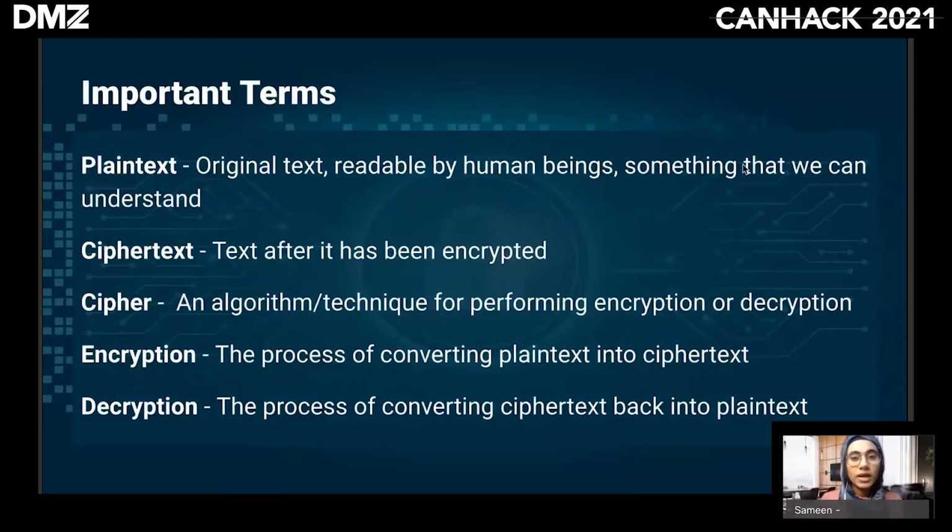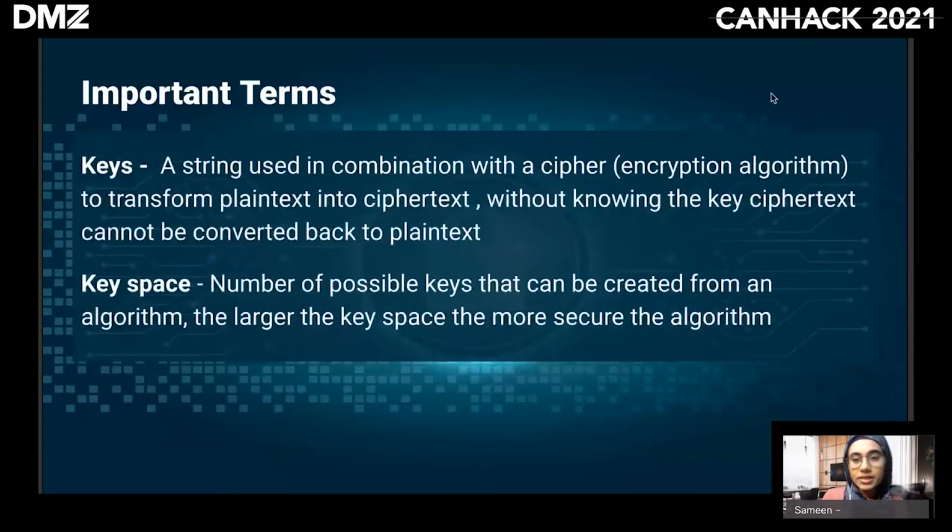And then when we want to uncover the meaning of that, what it means, we're going to do decryption on it, which is the process of converting ciphertext back into plain text. So keys. Keys are a string used in combination with a cipher, which is also known as an encryption algorithm, to transform plain text into ciphertext. Without knowing the key, ciphertext cannot be converted back into plain text.